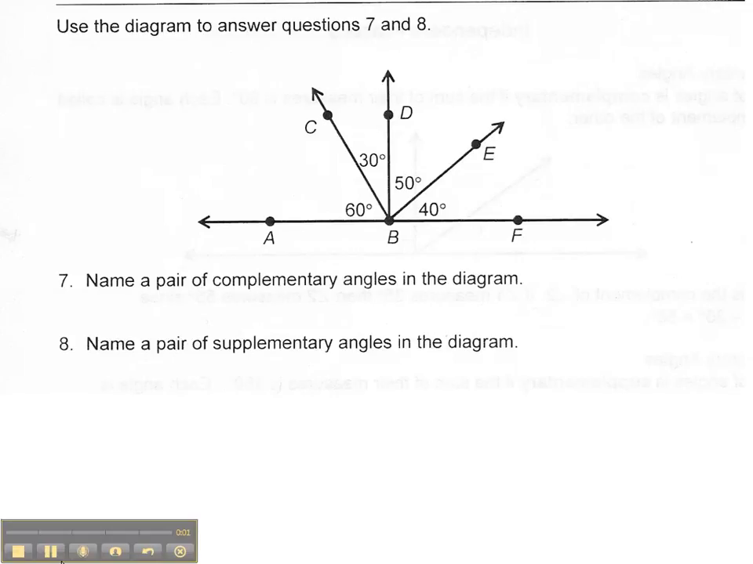For some help with tonight's homework, Tuesday night. Unit 8, Lesson 1, Independent Practice.